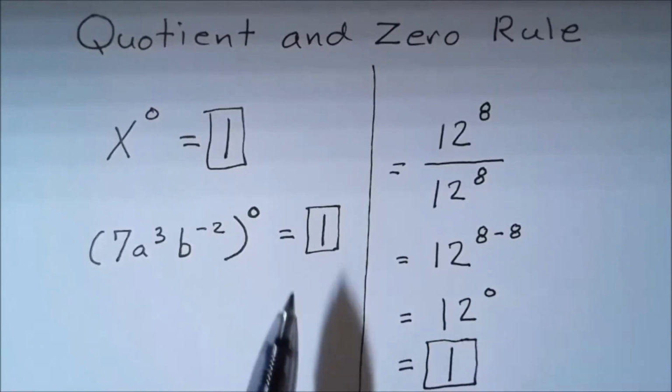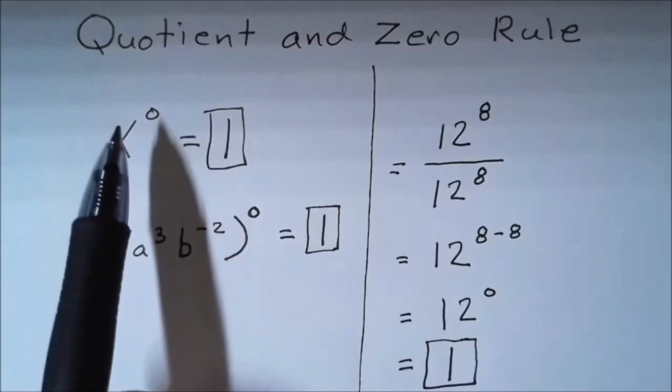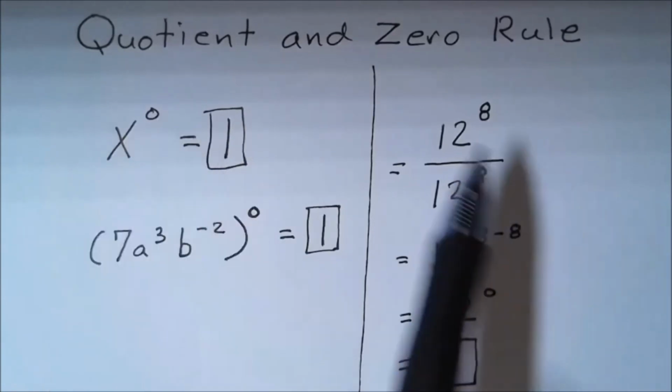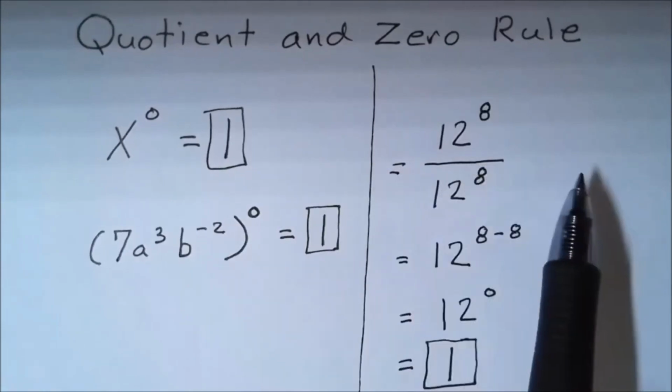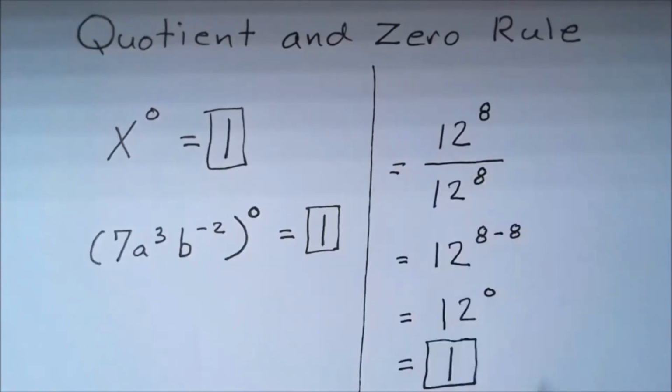So keep this idea in mind. I doubt you'll ever be presented this or this, but you will be presented something in this manner, and it may have a string of numbers. So just keep that in mind, that's how you handle the zero rule.